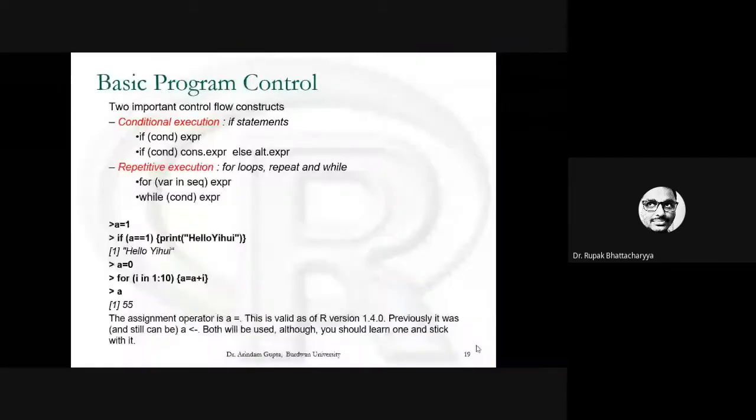The assignment operator is a equal to. This is valid as of R version 1.4.0. Previously, it was, and still can be, a less than dash. Both will be used, although you should learn one and stick with it.